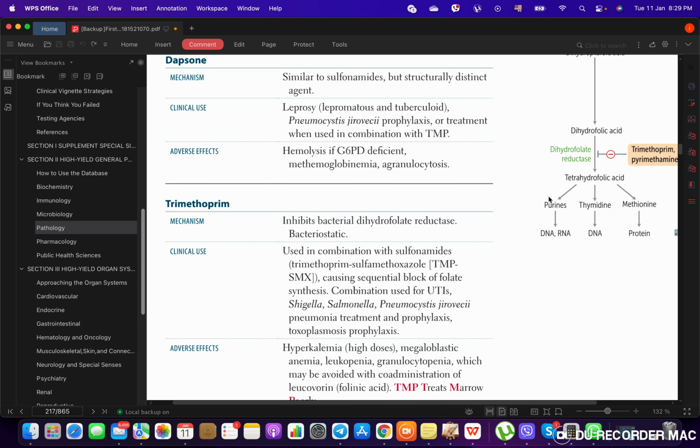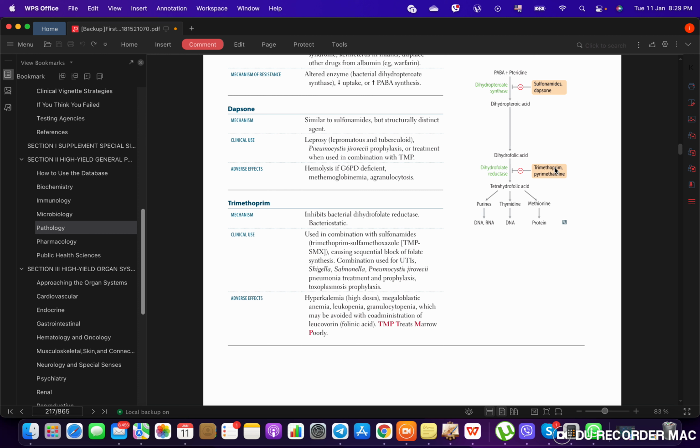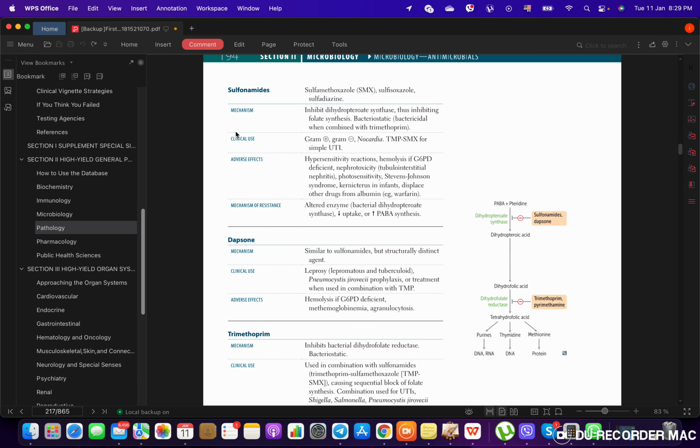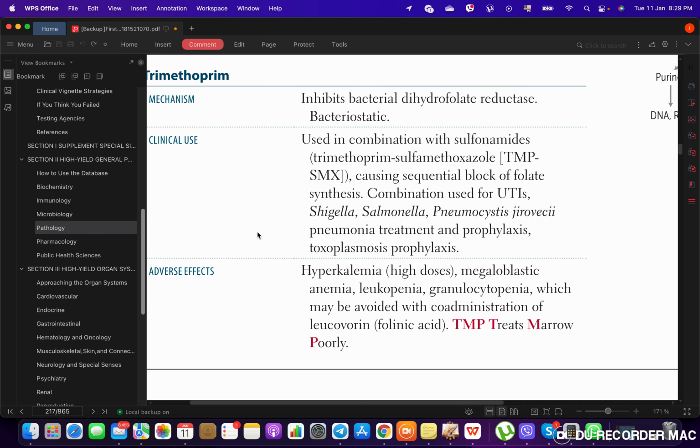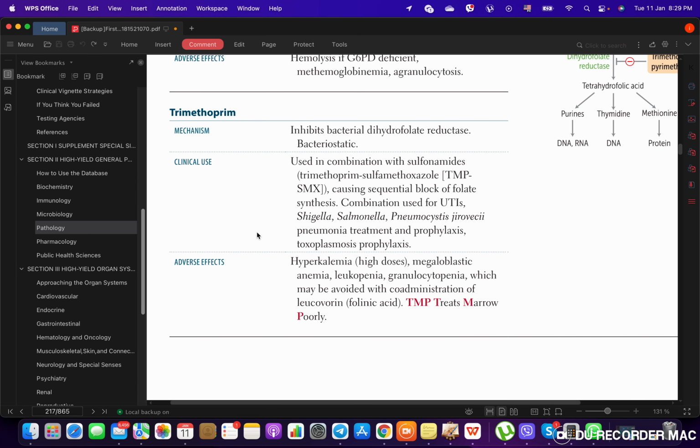So the next drugs we are going to speak about are trimethoprim and pyrimethamine, which work at the dihydrofolate reductase. Both of these are bacteriostatic, but if you give them together with sulfonamide, they become bactericidal, which means it's a synergistic effect. The clinical use.